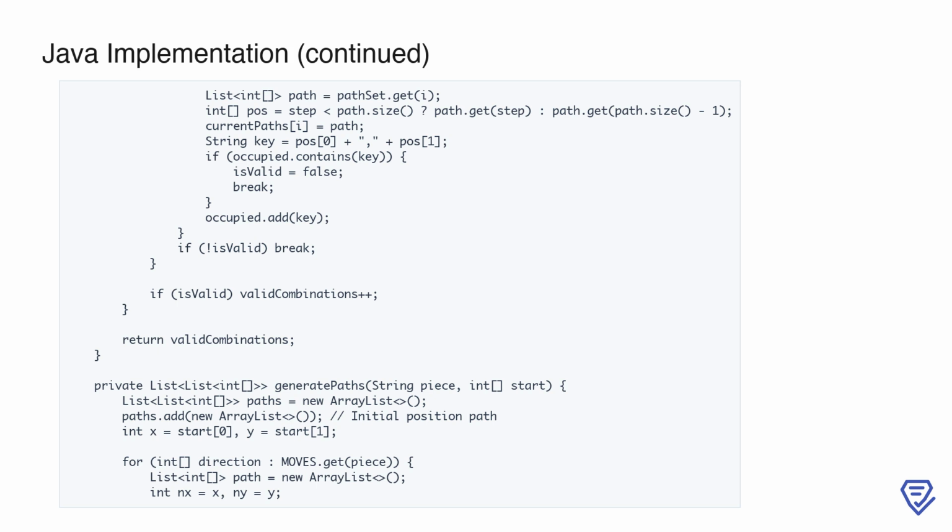We then construct a unique key for the position and check if it is already occupied. If it is, the isValid flag is set to false, and we break out of the loop. If no conflicts are detected, the position is added to the occupied set. After evaluating all steps, if the combination is valid, we increment the validCombinations counter. This ensures we only count scenarios where no pieces collide at any step.